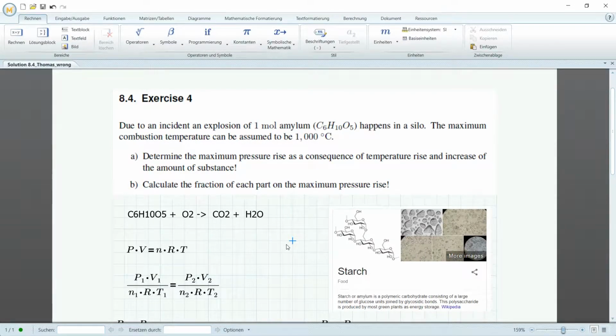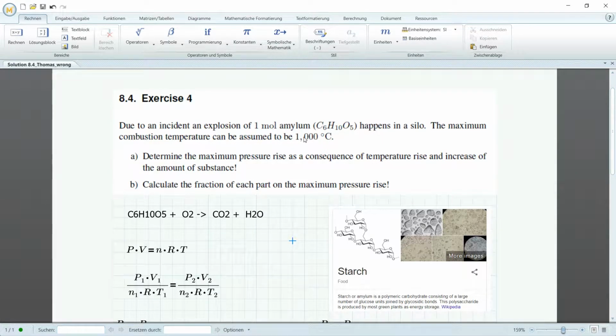I'm looking at tutorial problem 8.4 from Consequences of Accidents in Industries. Here it's talking about an explosion of 1 mole of amylum in a silo. What is amylum? Amylum is just starch, so like cornstarch or potato starch, a very fine powder which is also explosive, as we learned in class, so there can be some handling concerns.